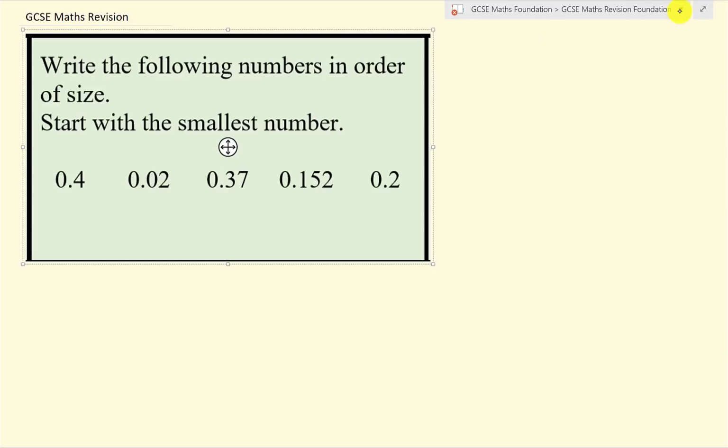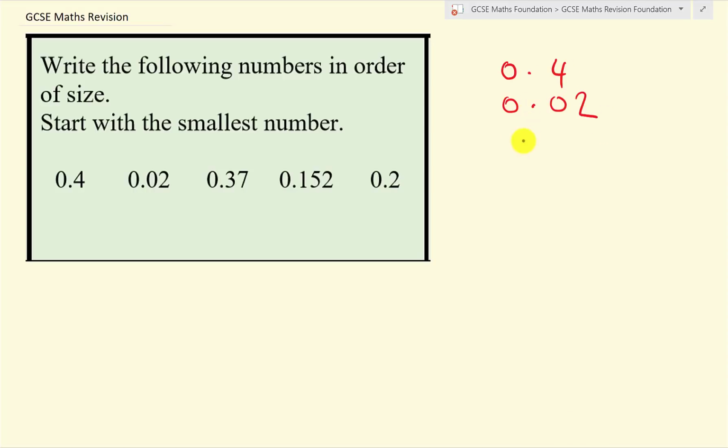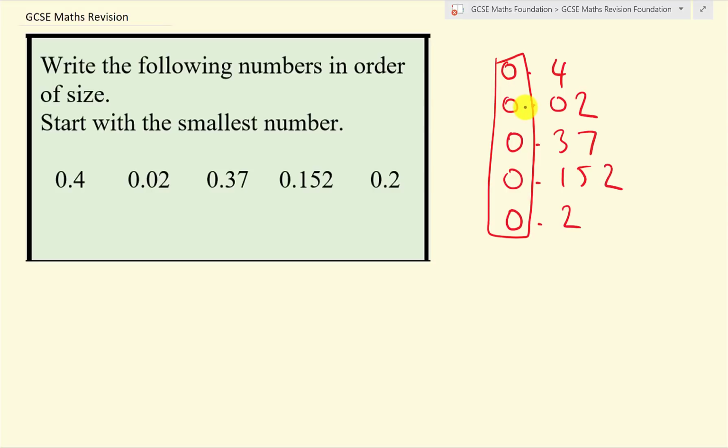Next we have ordering decimals. If you're not quite confident with ordering decimals, I would suggest write them out in a column and make sure the decimals are aligned. So 0.4, 0.02, 0.37, 0.152 and 0.2. Now compare the decimals. So we've got 0, they're all 0, so we don't know which one's small or big. So let's go to the tenths.